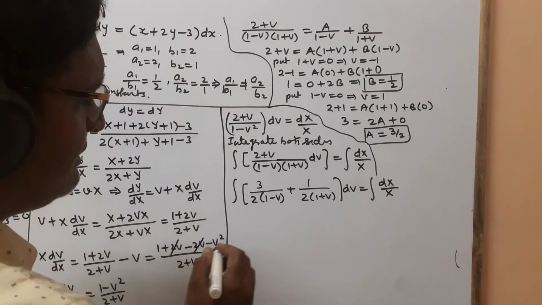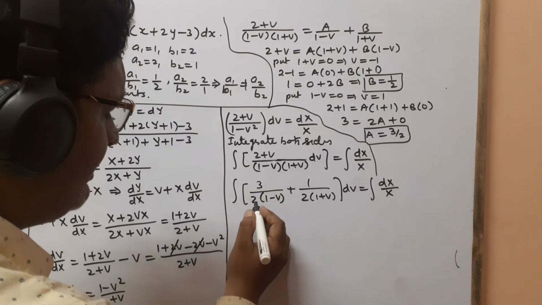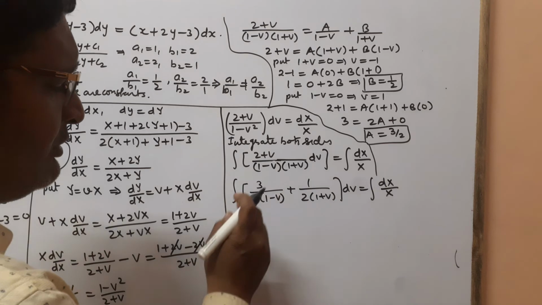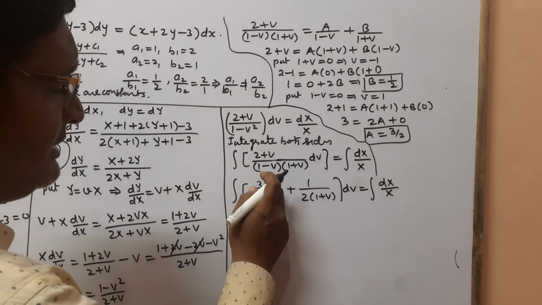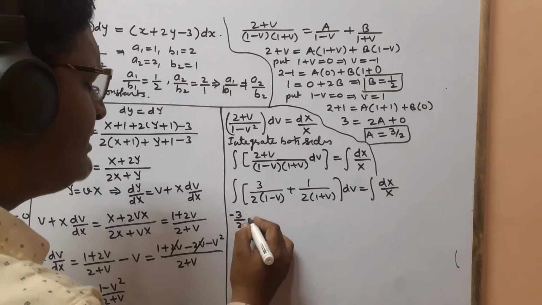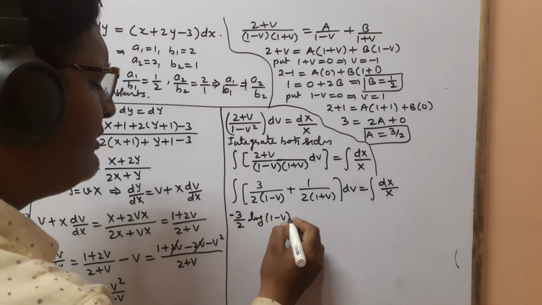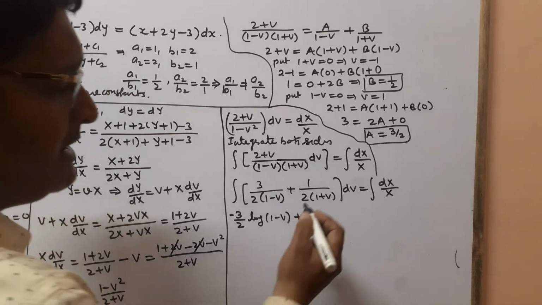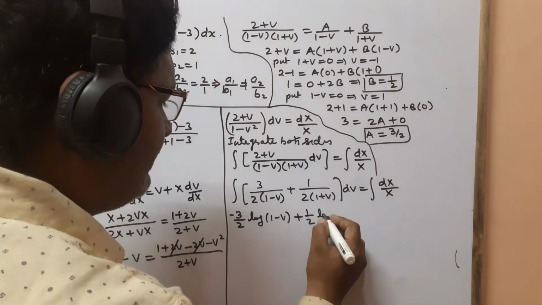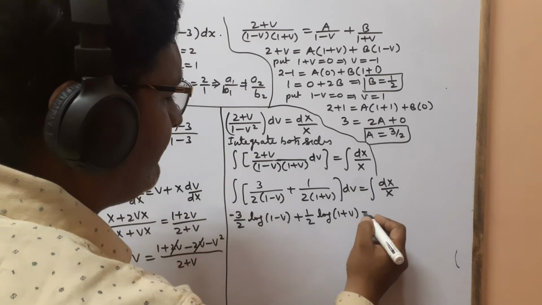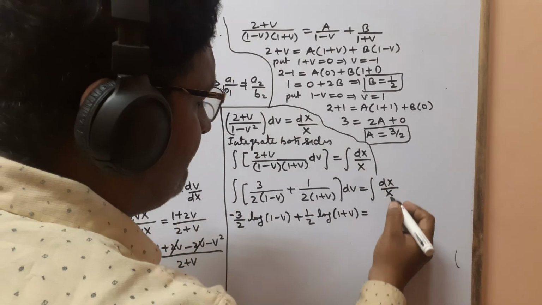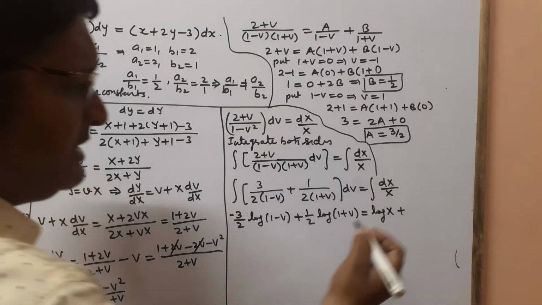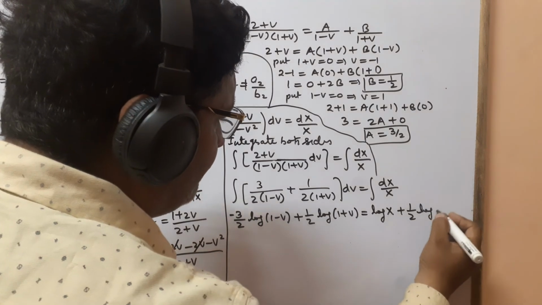Now we integrate this. This is 3 by 2, a constant, so it will be outside the integral sign. Integration of 1 upon (1 − v) is minus log of (1 − v), and here 1 by 2 is constant, so it will be outside the integral sign. Integration of 1 upon (1 + v) is log of (1 + v). On the right hand side, integration of 1 upon x is log of x plus a constant, that is 1 upon 2 log c.